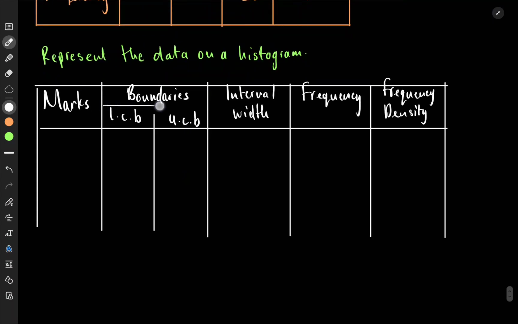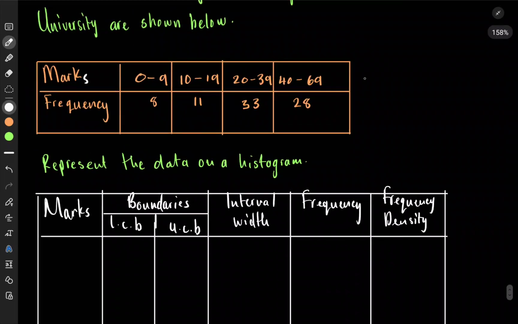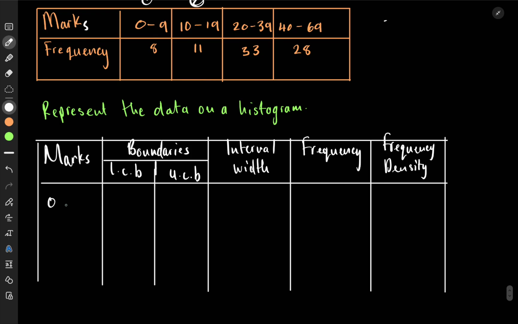So now let's go. Marks. We could put it like that if you wanted. Okay. So now let's go. Marks. Remember, they were going horizontal to say the first one, then the second, but now we're going down. So we would say 0 to 9, and then we would say 10 to 19, then 20 to 39, then 40 to 69. These are the marks. Now let's put the lower class boundary and upper class boundary.